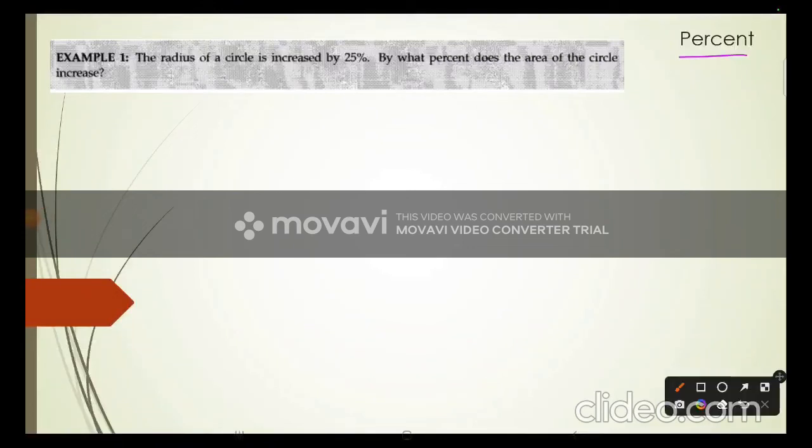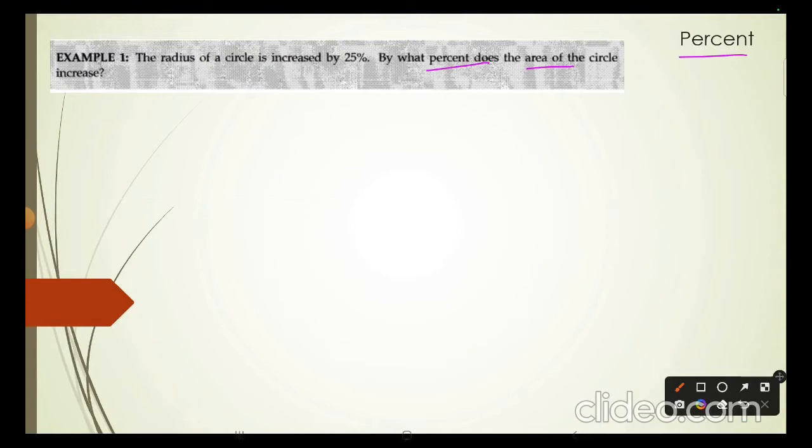Good day. The radius of a circle is increased by 25%. By what percent does the area of the circle increase? Firstly, let's write the initial area, just pi r squared. Then our radius was increased by a quarter.